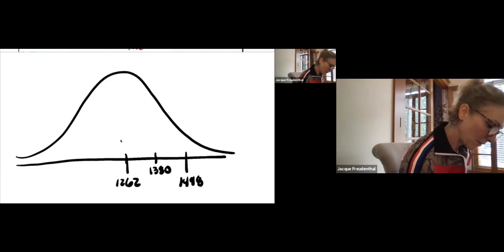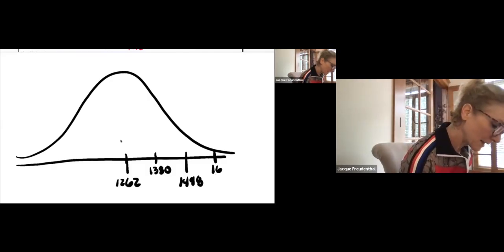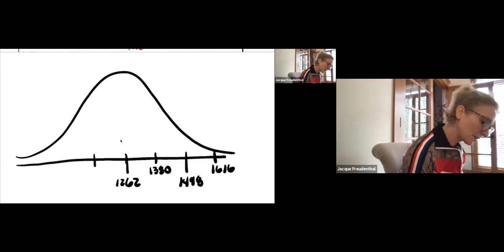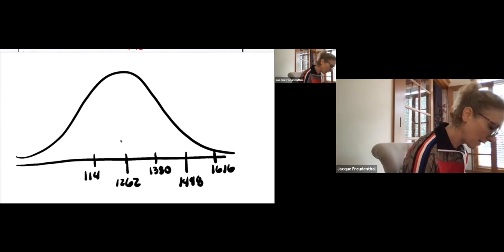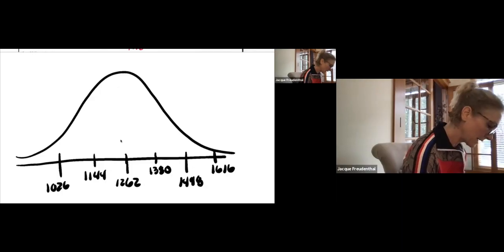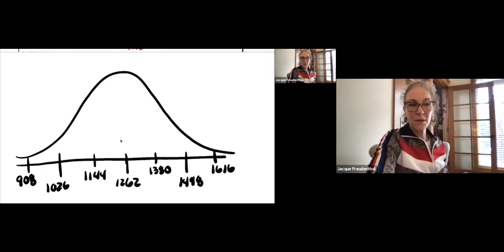And then I'm going to take it out one more because I like to go 3 standard deviations out, 1,616. I'm going to go the other direction, so I'll subtract a standard deviation from the mean and get 1,144. I'll subtract another standard deviation, 1,026, and I'll subtract one more time. So this is the diagram for the normal distribution of these chocolate chips with the mean of 1,262 and the standard deviation of 118.